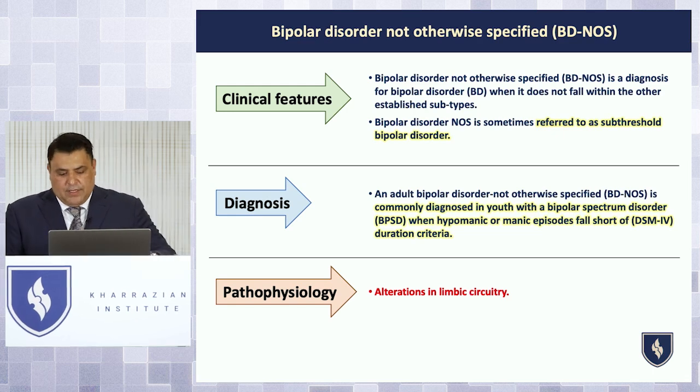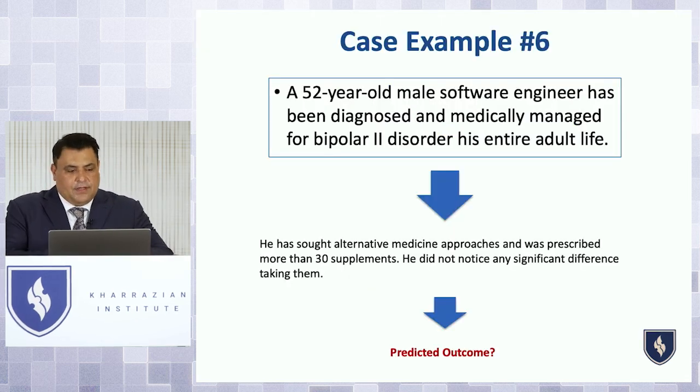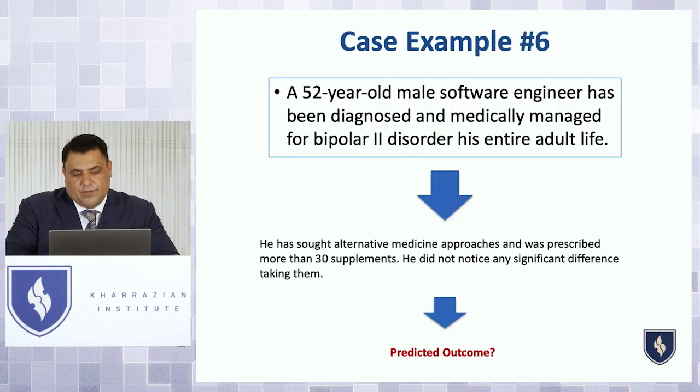So let's go through some case examples. A 50-year-old male software engineer has been diagnosed and medically managed for bipolar 2 his entire adult life. He has sought alternative medicine approaches, and was prescribed more than 30 supplements. He didn't notice any significant differences taking them. So what's the predicted outcome? Well, the question is, what are the supplements they're using? More isn't always better, but it's really lifestyle triggers, physiological mechanisms that activate the glial system. And we're going to go through the list of things that activate the glial system.